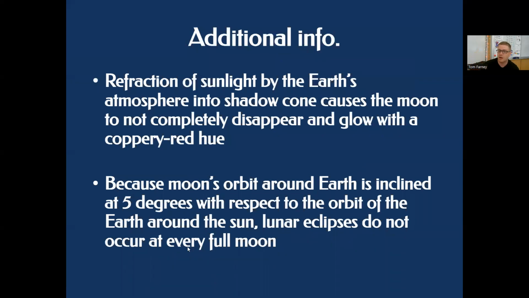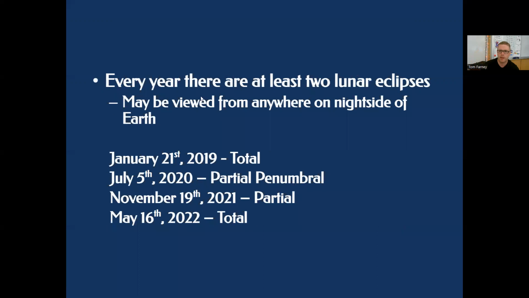And then because the moon's orbit around the Earth is slightly tilted at 5 degrees, lunar eclipses do not occur at every full moon. That tilt is why we don't get total lunar eclipses every time we have a full moon. If we didn't have that tilt, we would get these eclipses much more frequently. Every year, there are at least 2 different types of lunar eclipses going on. They may be viewed from anywhere on the night side of the Earth, which is a lot easier to do than our solar eclipses, and we'll get to that in a second.